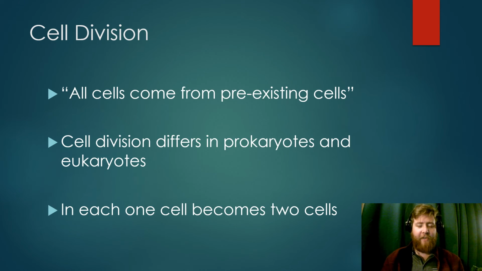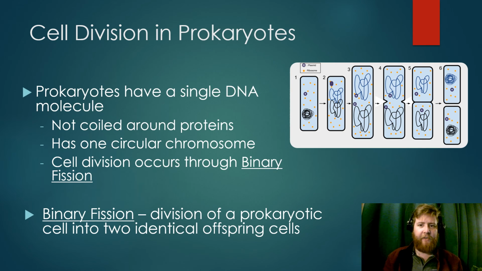So all cells come from pre-existing cells. We need to divide cells. It differs in prokaryotes and eukaryotes, but in each of these, 1 cell will become at least 2 cells. So let's start with cell division in prokaryotes. Remember that prokaryotes have a single DNA molecule, this one here. They can have these little plasmids once in a while, but for this one, we're going to look at just the DNA here.